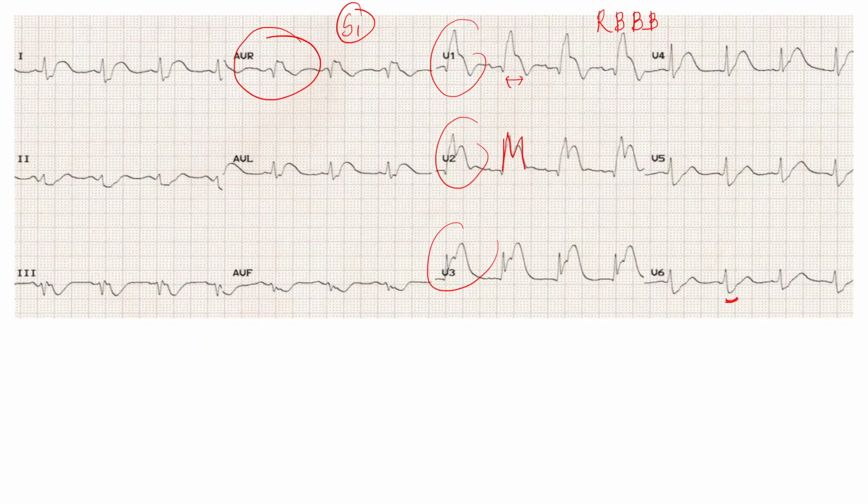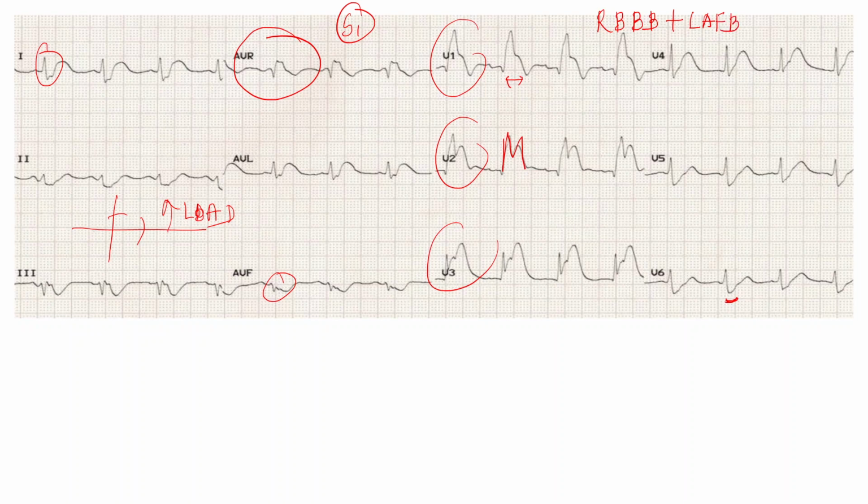So this is RBBB pattern, but I have already told you that whenever you are getting a right bundle branch block, you should not stop there. You have to look for the axis. If you see here, lead 1 is positive, aVF is negative. So this is left axis deviation. If you are getting RBBB with left axis deviation, that means this is a bifascicular block, where we are getting RBBB along with left anterior fascicular block. This is a case of bifascicular block.